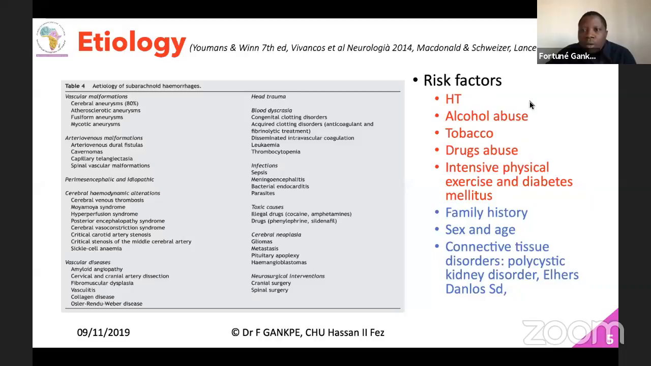I also added at the right side the main risk factors that we find in subarachnoid hemorrhage: hypertension, alcohol abuse, tobacco, drug abuse, intensive physical exercise, and diabetes are the modifiable risk factors. But we also have factors we cannot modify, for example family history, sex and age, and connective tissue disorders such as polycystic kidney disease and Ehlers-Danlos syndrome.